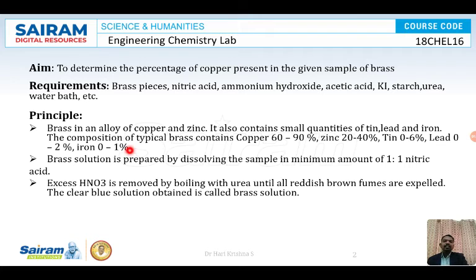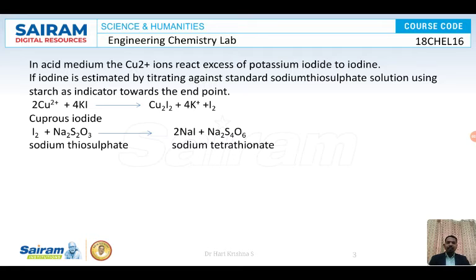As told earlier, brass is an alloy of copper and zinc. It contains mainly 60 to 90% of copper, 20 to 40% of zinc, 0 to 6% of tin, and 2% of iron and lead. Brass is prepared by dissolving in minimum 1:1 nitric acid. When you dissolve a brass sample in nitric acid, you get fumes of oxides of nitrogen. These fumes are very dangerous. They cause holes in the ozone layer also. So instead, we do not prepare the brass sample that way; we take copper sulfate and make a solution. Let us see how to prepare the copper brass sample.